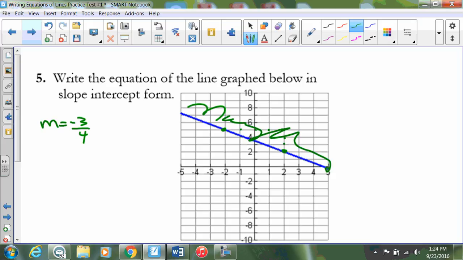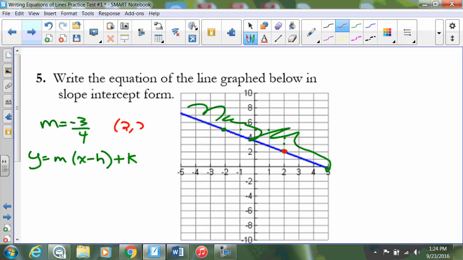Since I can't see what my y-intercept is exactly, we know that we're going to have to use the long formula. And that means we're going to pick a point. Let's focus on a point. We already have one here. We've got 2, 2. Do you want to use 2, 2? That sounds good to me.